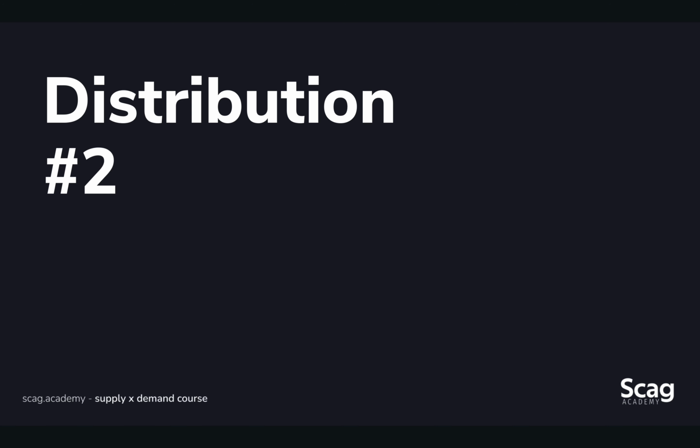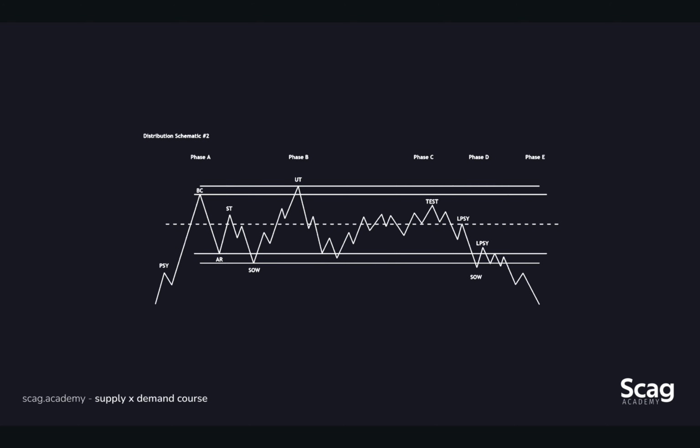We are now going to be going over distribution schematic number 2. So let's take a quick look at the schematic. All right, this is what we have. Just like accumulation schematic number 2, this is going to be a trading range that does not resolve itself with a push outside of the range, right? So there's no spring, no UTAD.